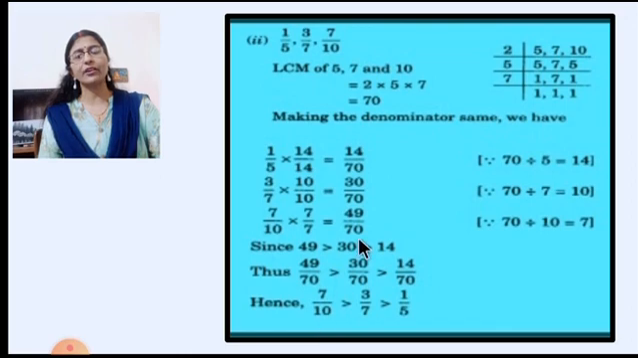You can see here we got 49 upon 70, so we'll write the original fraction 7 upon 10. And then for 30 upon 70, the original fraction is 3 upon 7. And then for this we'll write 1 upon 5. This is the way you have to arrange the fractions in descending order.